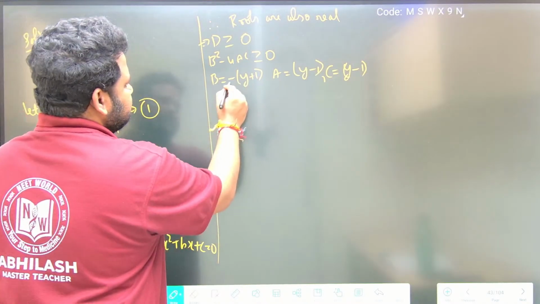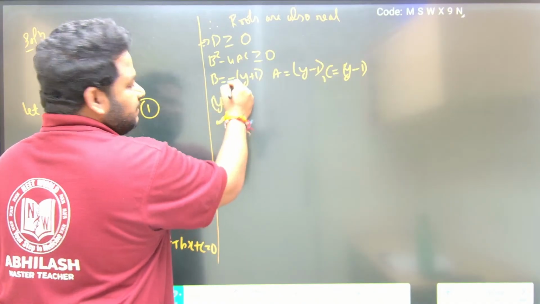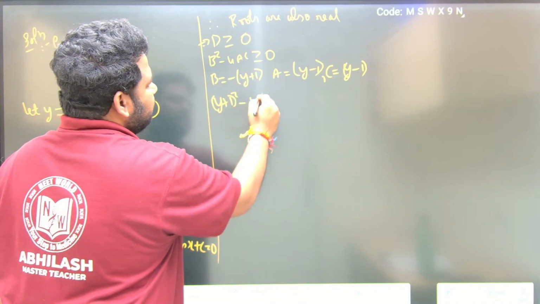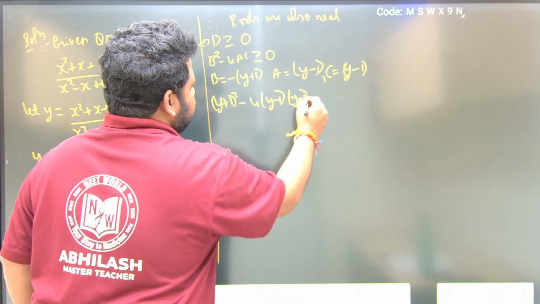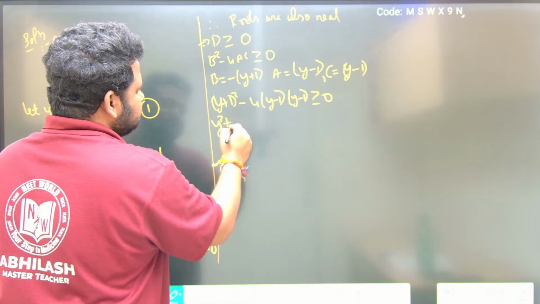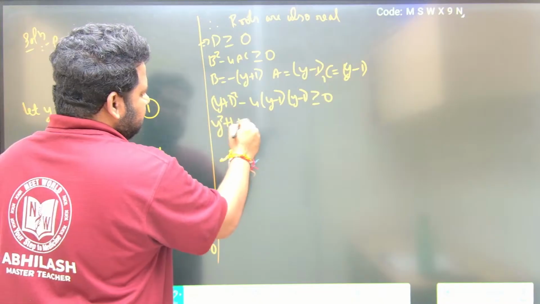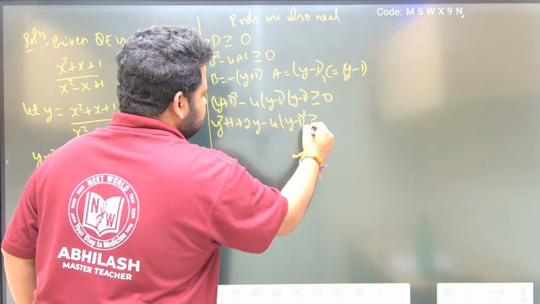B square minus 4ac is minus into minus will become plus, y plus 1 whole square, minus 4 into y minus 1 into y minus 1, is greater than or equal to 0. What I can write? Y plus 1 whole square is y square plus 1 plus 2y, minus 4 into y minus 1 into y minus 1, is y minus 1 whole square, is greater than or equal to 0.